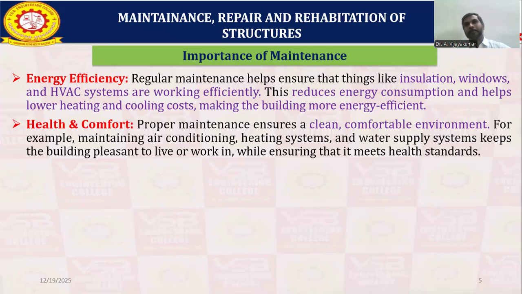So, health and comfort. Definitely. If you see some buildings during the rainy season, all the water can stagnate in the periphery of the homes. Immediately mosquitoes will come, people will not be comfortable, and some health issues will occur. So what do we need to do? We need to do the maintenance properly for the entire periphery of the houses. Proper maintenance ensures a clean and comfortable environment for occupants. For example, maintaining the air conditioning, the AC, the heating system, and the water supply system keeps the building pleasant and livable, while ensuring that it meets health standards properly.